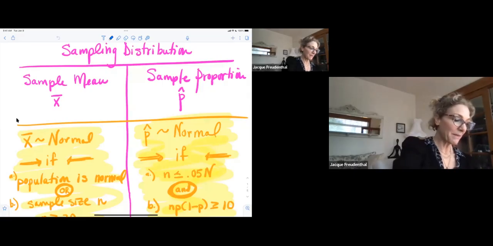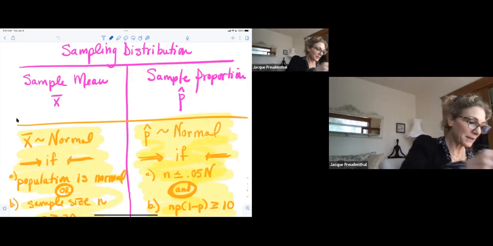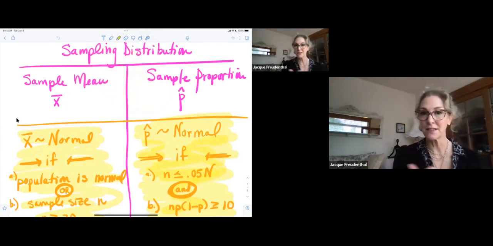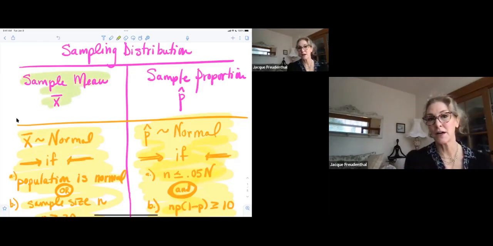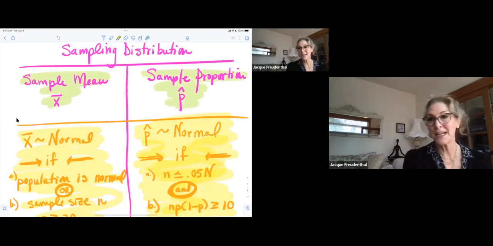So if you're looking at my diagram here, sampling distribution, I have sampling mean. I've been talking a lot, so my voice is really kind of funky right now. Sampling mean, and we know that the sampling mean is X bar. If we take a sample proportion, we know that we use p hat to recognize that.